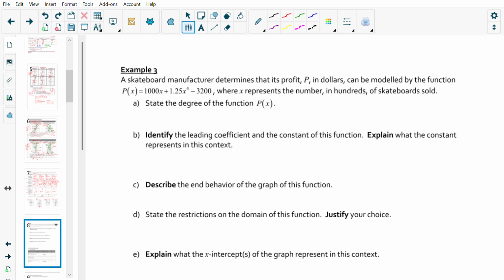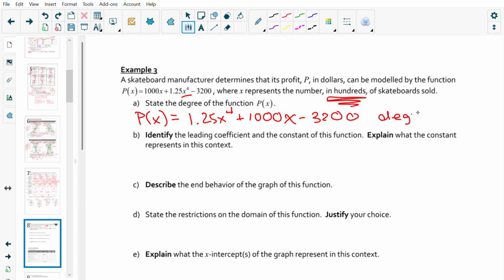Okay, example 3. Let's do an application. A skateboard manufacturer determines that its profit P in dollars can be modeled by the function P of x equals 1000x plus 1.25x to the fourth minus 3200, where x represents a number in hundreds of skateboards sold. So remember that. State the degree of the function P of x. So I'm going to write it in descending order. So 1.25x to the fourth plus 1000x minus 3200.